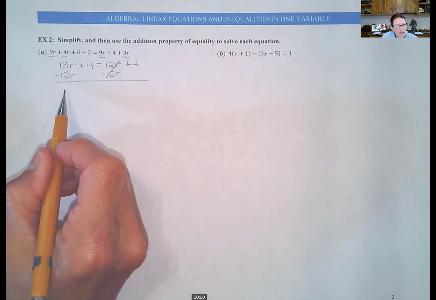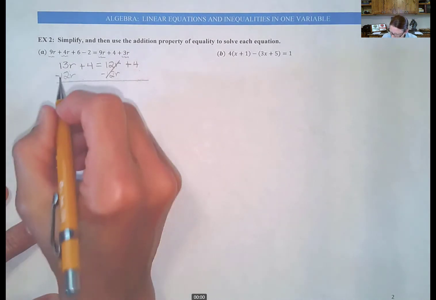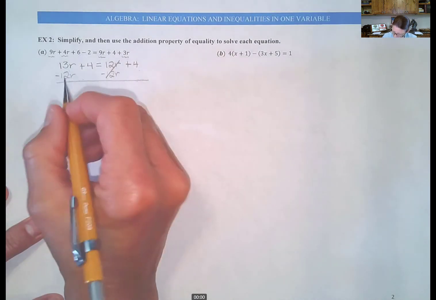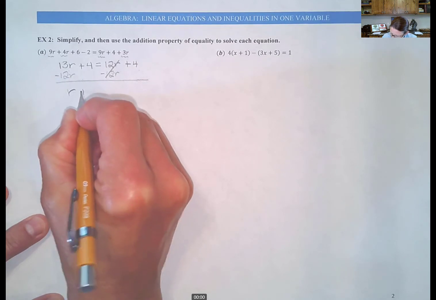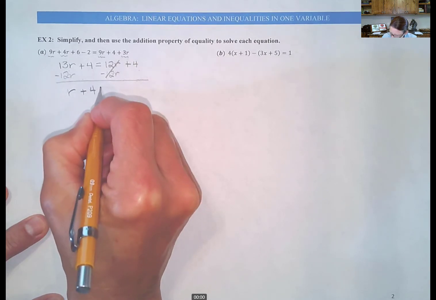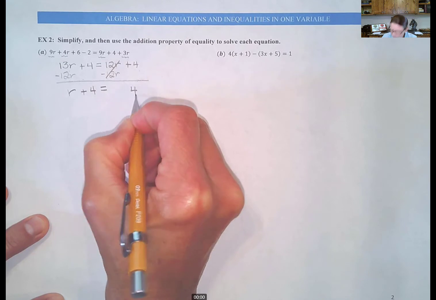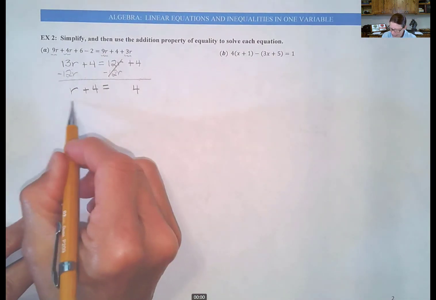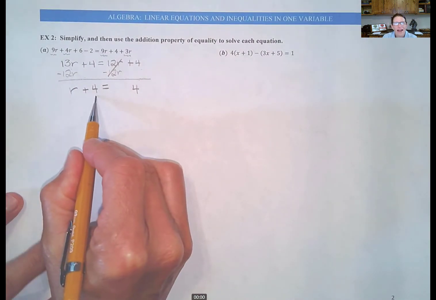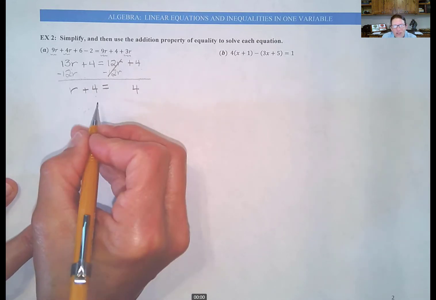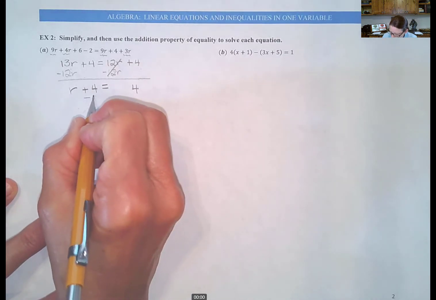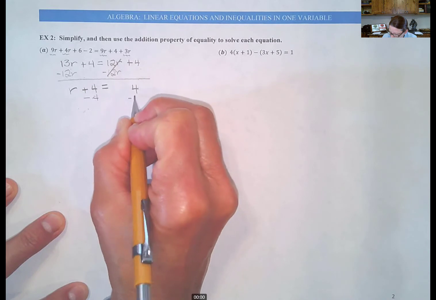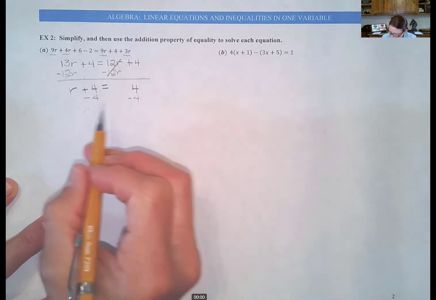Now on the left-hand side, 13r minus 12r is 1r, or just r. So what do we have? We've got r plus 4 is equal to 4. So we've moved the r's over to the left. Now we're going to move the numbers over to the right. To isolate our variable, we will subtract 4 from each side. And I'm just going to pencil that down below, okay? So I'm going to subtract 4 from the left and subtract 4 from the right.